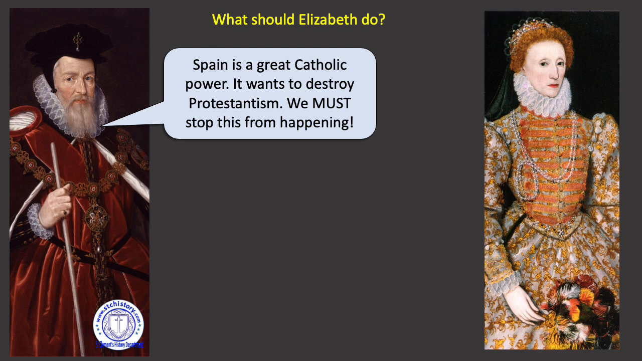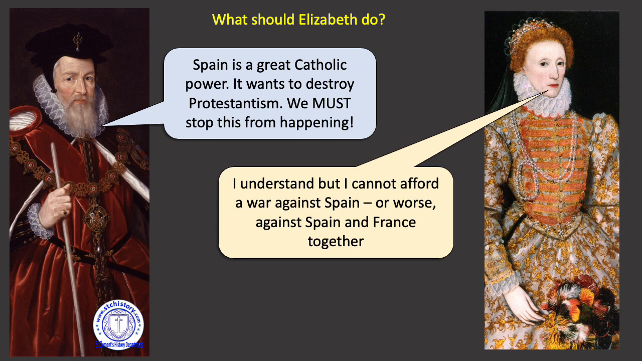Yeah, so I'm thinking that he's saying to Elizabeth that you really need to do something to help these Dutch, because otherwise it'll be us next. She says, I understand that, but I cannot afford a war against Spain. Remember, England's economy is really poor, especially after that trade embargo. That year really sent England backwards even. The famines haven't really got any better. She just can't afford a war against Spain, or Spain and France.